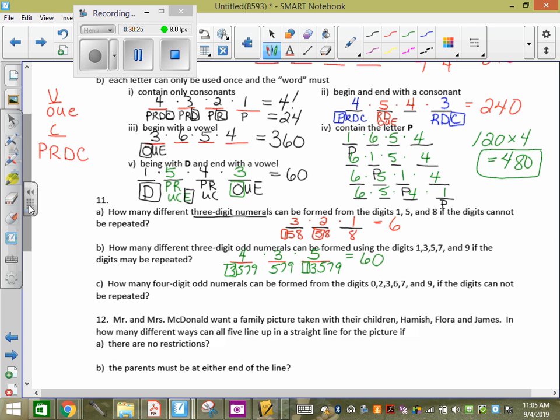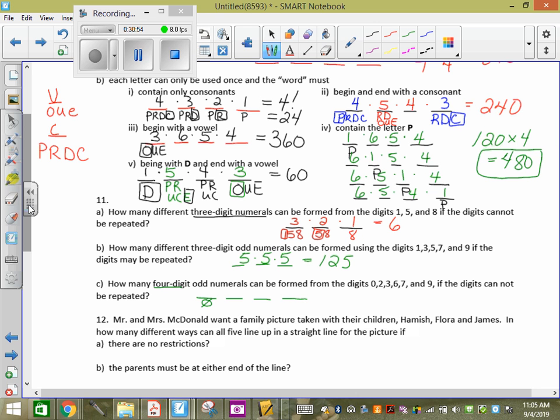Now, what? Oh, they may be repeated. Well, that's disappointing. I need to read the question. So it's 5, 5, 5, which is 125, isn't it? Or 5 cubed.